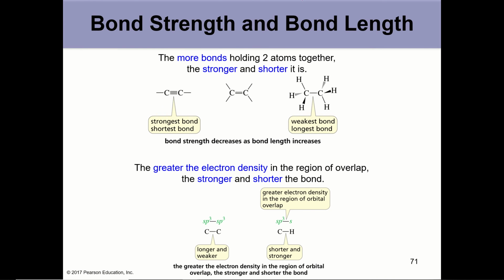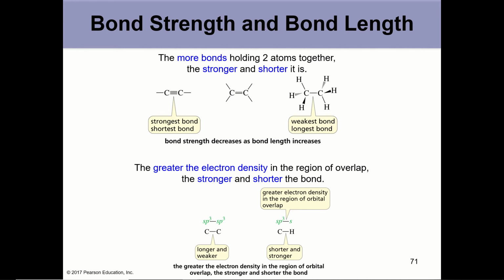Okay. So just some more things about bond strength and length. We can use the type of hybrid orbital to predict the strength and length of a bond. And we can also use our periodic trends to look at the strength and length of bonds. You should remember that as we go into multiple bonds, the more pi bonds you have, the shorter the bond is.